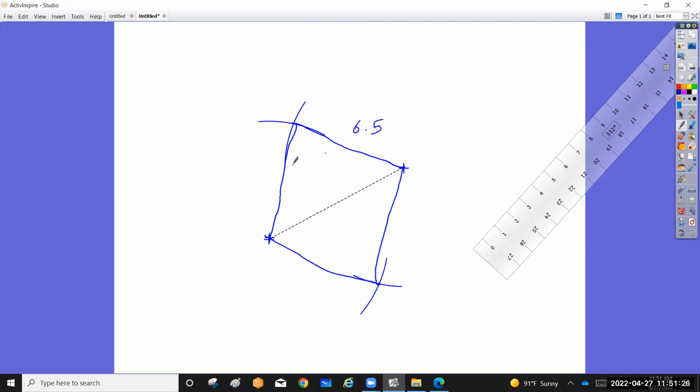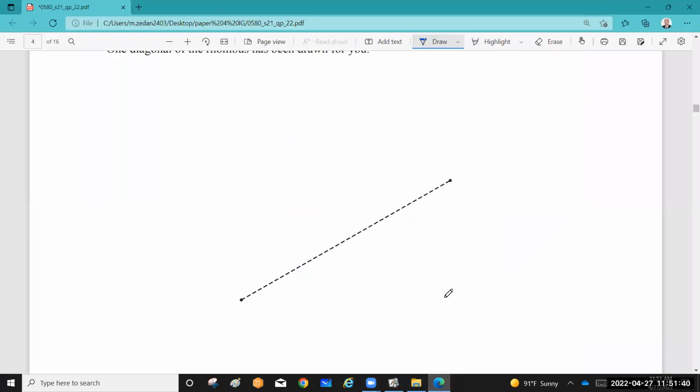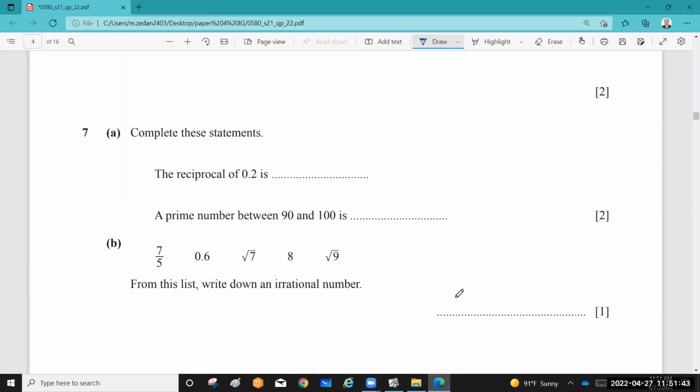Now you have a parallelogram with equal sides. Each one is 6.5 centimeters. This is the answer. And of course, leave your arcs, don't remove them. Okay, continue to the next question.